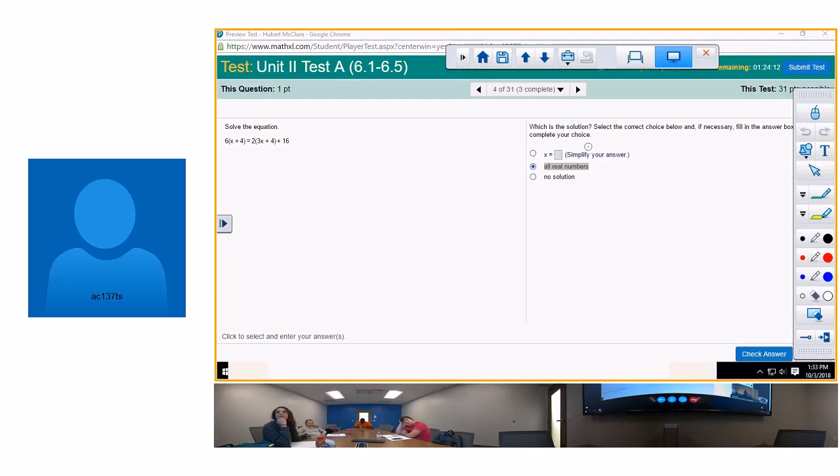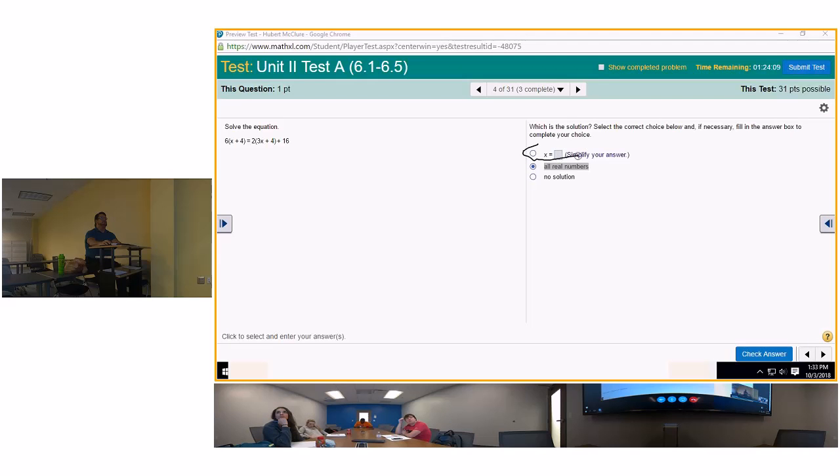80% of the time, you're going to get x is equal to a number. Every once in a while, like on a test, or on a homework problem, you might get something that comes out to be true. The answer is all real numbers. Or it comes out to be something that doesn't make any sense, and that's no solution. So this one comes out to be 6x plus 24 is equal to 6x plus 24. And that's a true statement. So your answer is all real numbers.